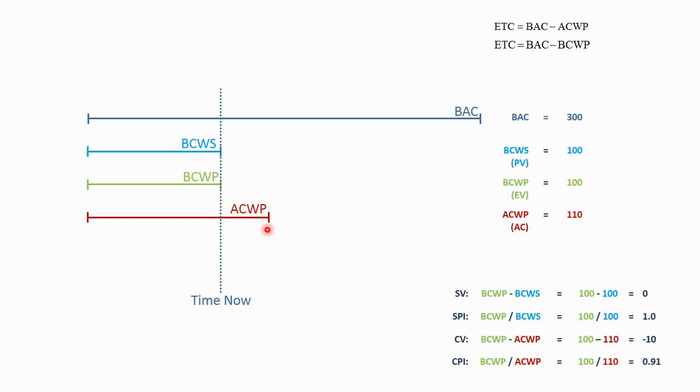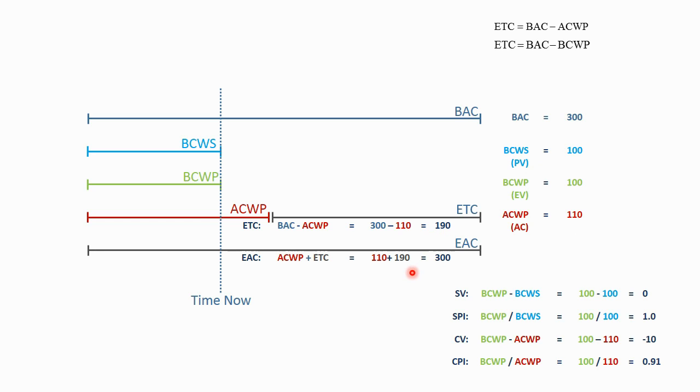Now, maybe that's what this person had to do to stay on schedule. Maybe the tasks were underestimated. Who knows why this happened? All this tells you is that we're in an overrun condition. So now the estimate to complete, if I use this first formula, is the budget minus the actuals. 300 hours of budget minus 110 hours of actuals. There's 190 hours left in the budget.